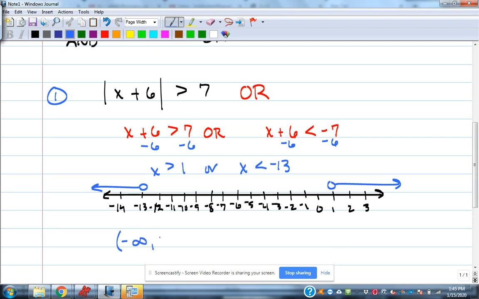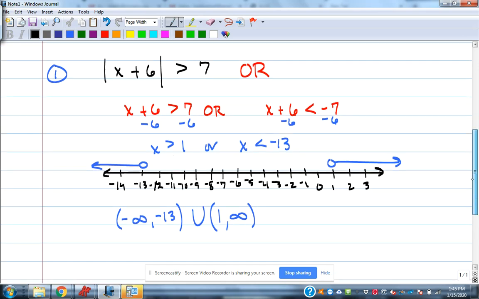And then it stops at negative 13. Skips some numbers, and then where's it pick back up? 1. And where's that arrow go? To the positive infinity side. So there would be the graph, the inequality version, the graph version, and then the interval notation version of that. Again, parentheses for open circles, square brackets for filled in circles. And we'll get some of those as we go along here.